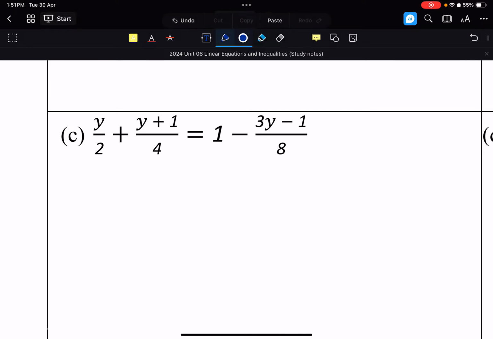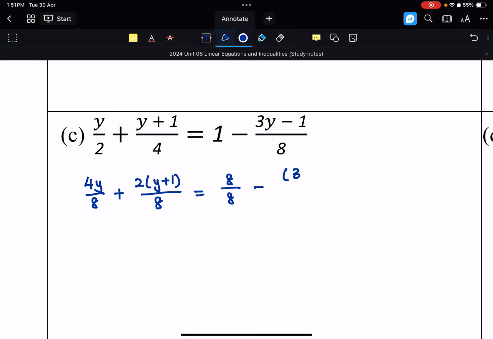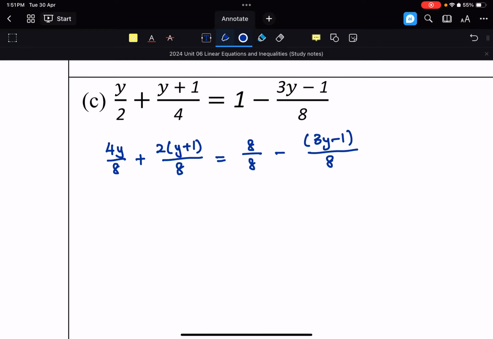Let's go. So in this situation, we have the denominators 2, 4, and then 1 and 8. So let's make the denominator common to 8, right? So that will give us 4y over 8, and then this will be 2y plus 1 over 8. This will be 8 over 8 minus 3y minus 1 over 8. So since all the denominators are 8, we have 4y plus 2y plus 2 equals to 8 minus 3y.